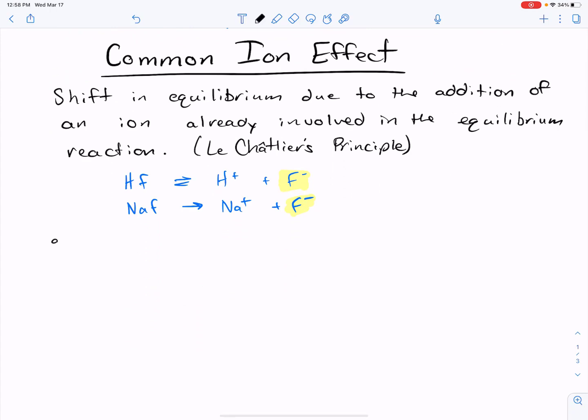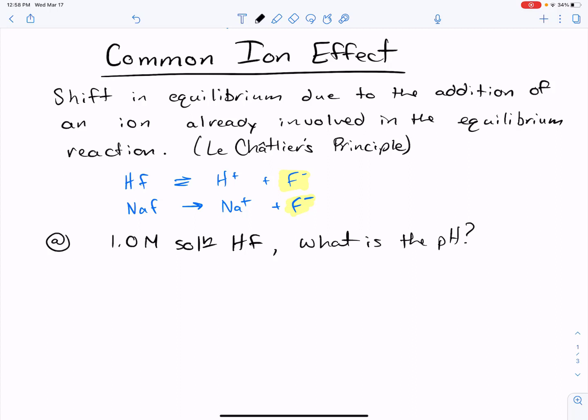So the first problem that I want us to look at is one of a 1 molar solution of hydrofluoric acid. And I want to know, what is the pH? Now, you've probably already done enough weak acid problems by now to note that if you have a 1 molar solution of hydrofluoric acid, you're going to end up calculating your equilibrium Ka is going to be equal to x squared over your initial concentration minus x.